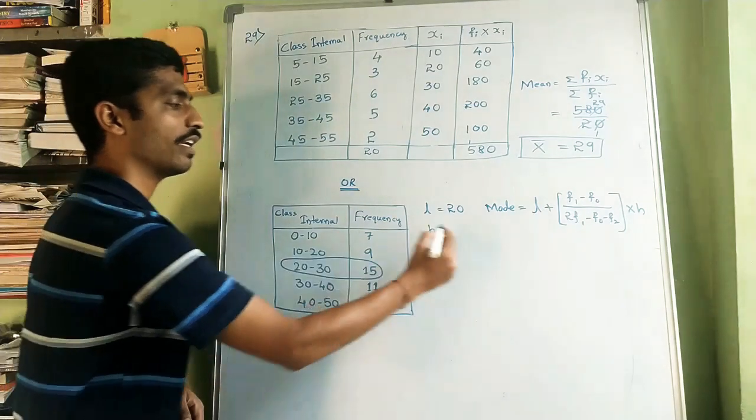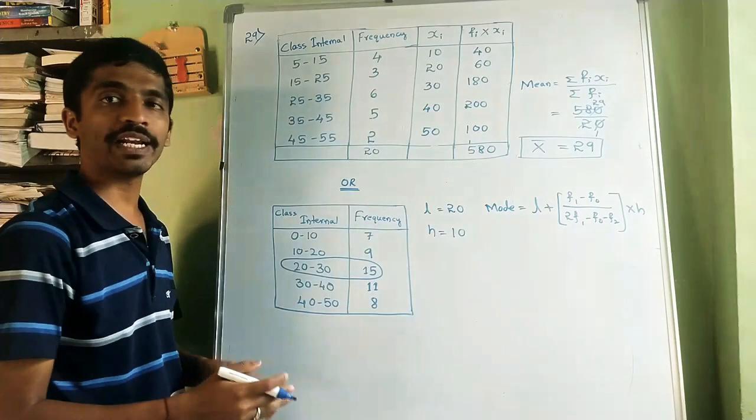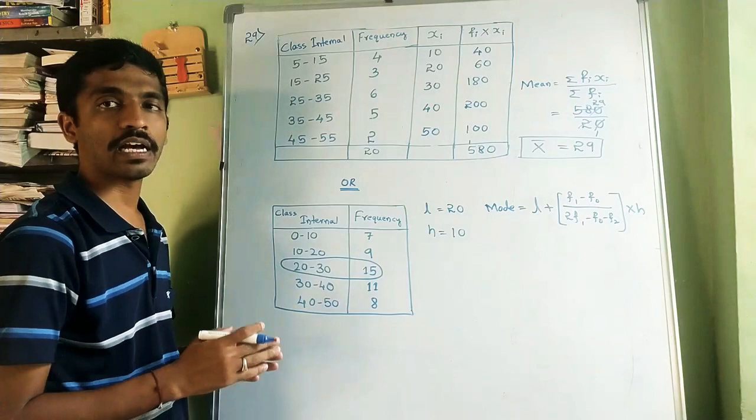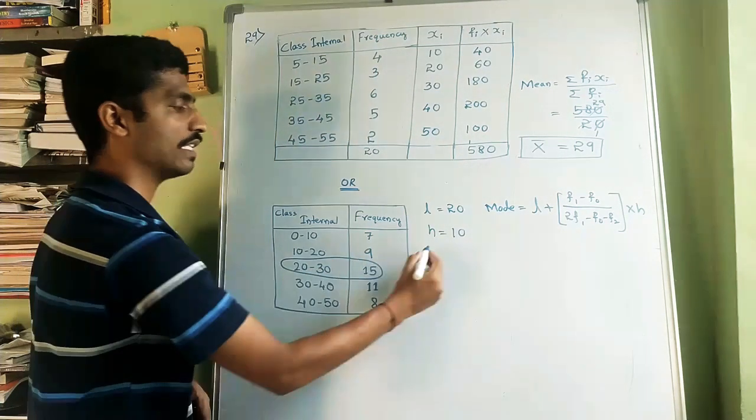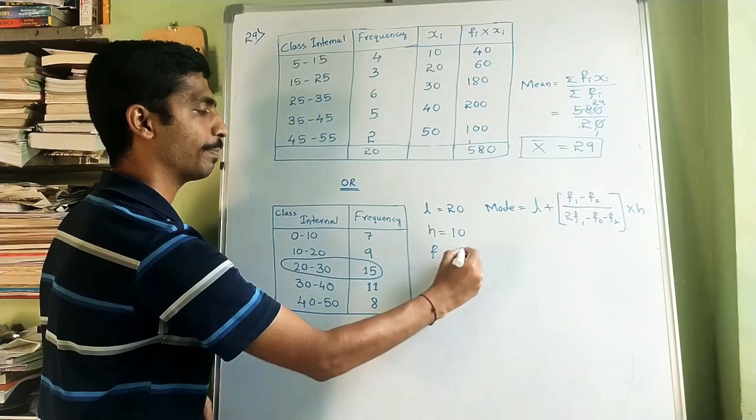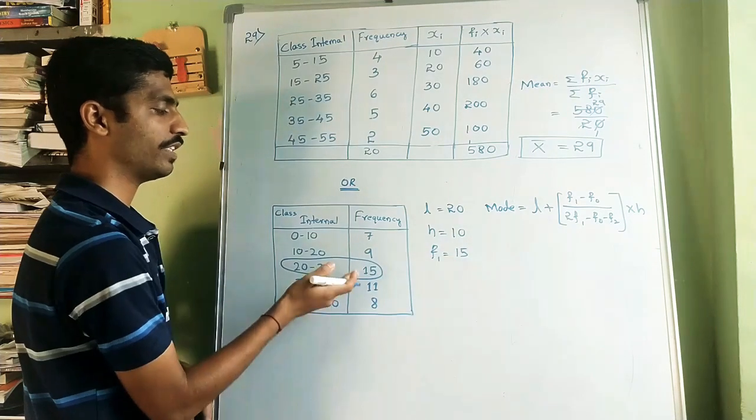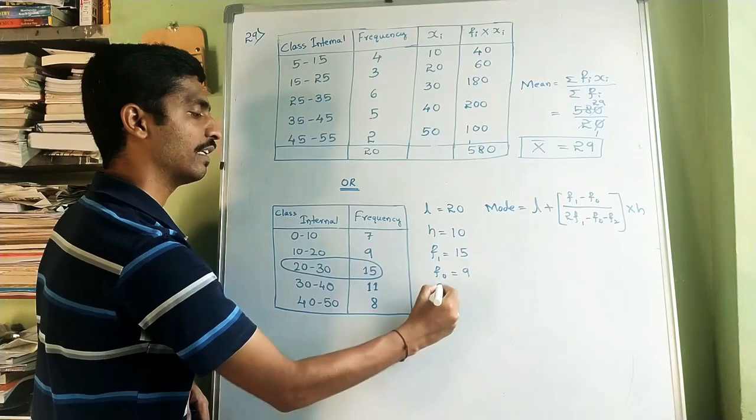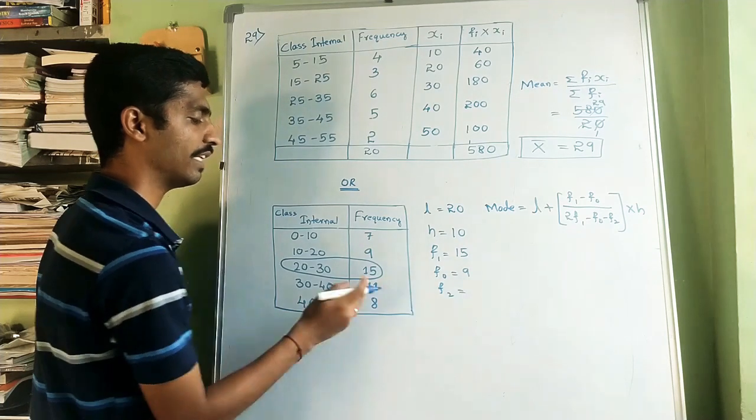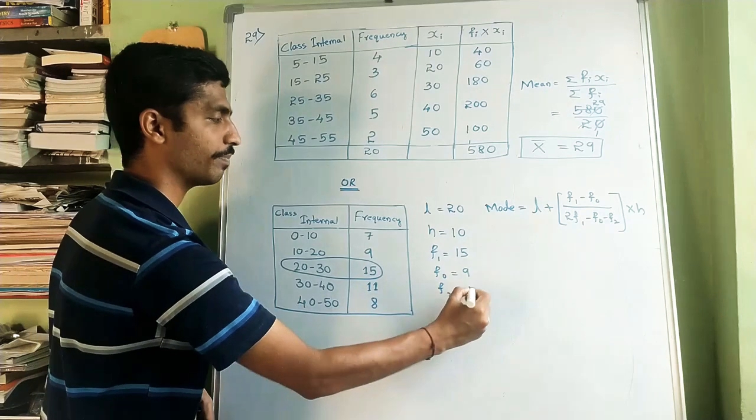30 minus 20, 10. Upper limit minus lower limit, that is the class size. Next, F1, the frequency of the modal class, that is 15. That is F1. F0 is the preceding frequency, that is 9. F2, that is the succeeding frequency, that is 11.